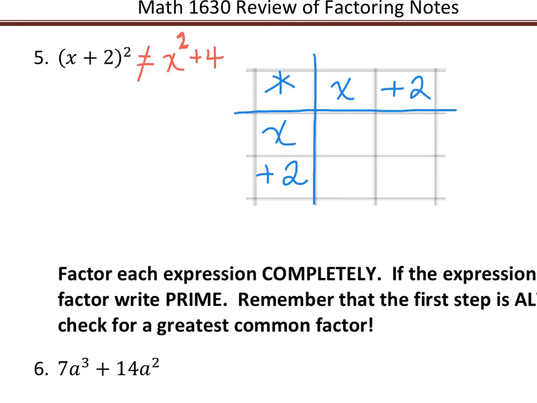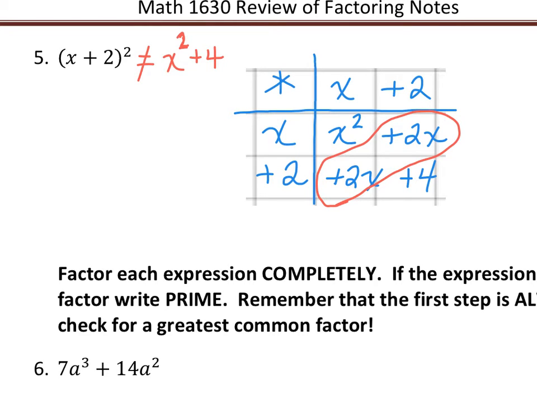And that means that x times x is x squared, 2 times x is 2x, x times positive 2 is plus 2x, and 2 times 2 is 4. And you see here that these two terms didn't just go away. You have to combine those like terms, and so your final answer is x squared plus 2x plus 4. I'm sorry, plus 4x. My bad. Because 2 plus 2 is 4.